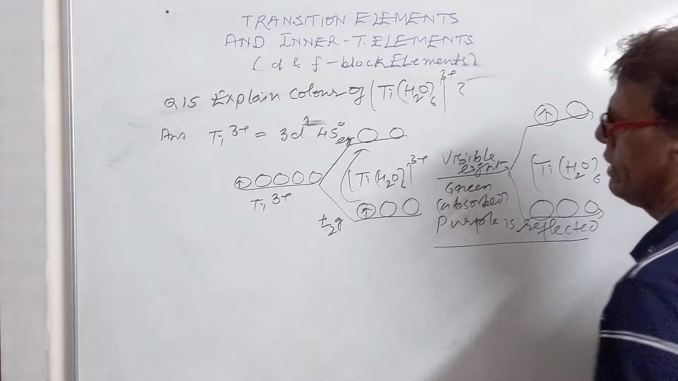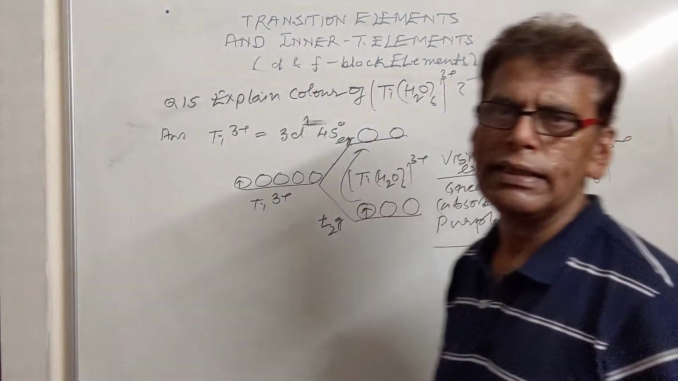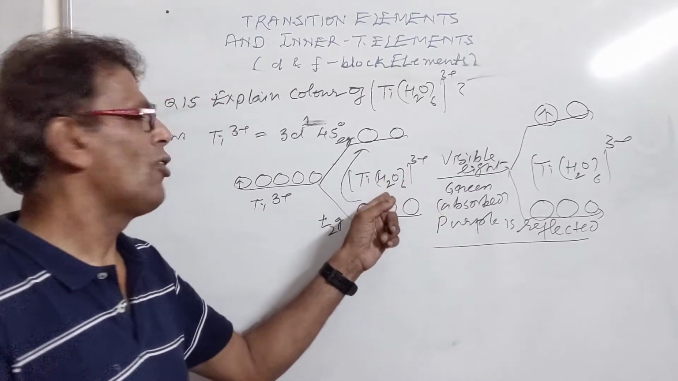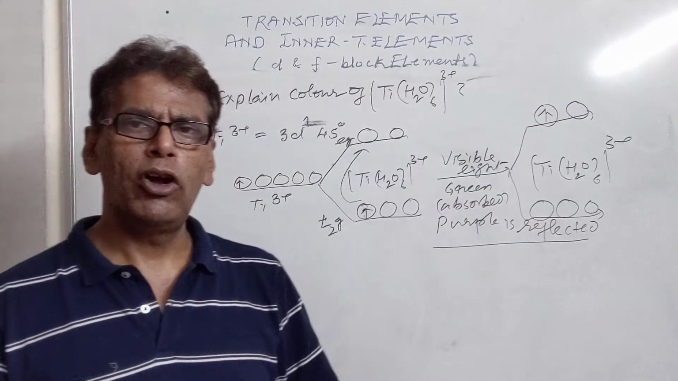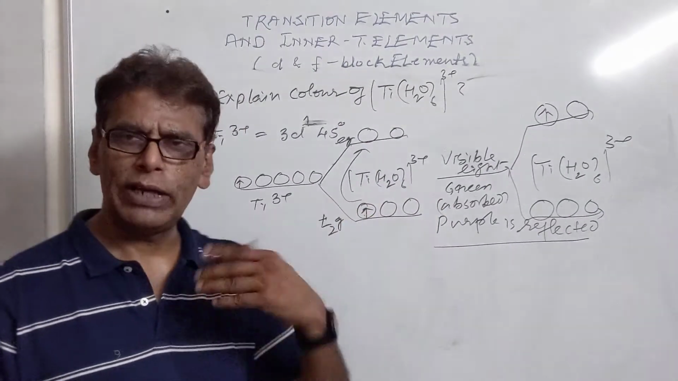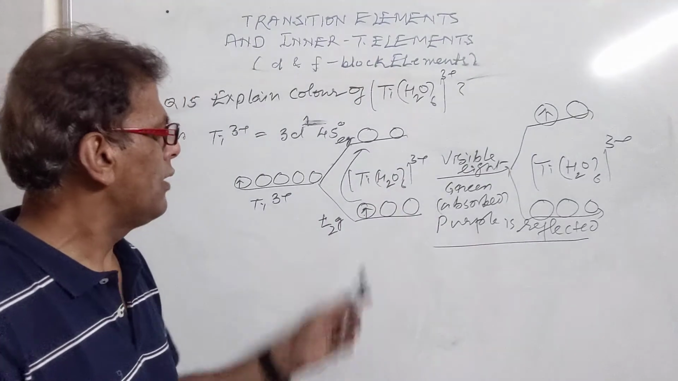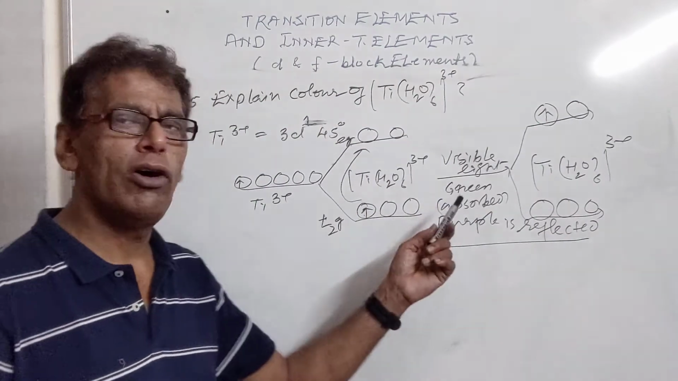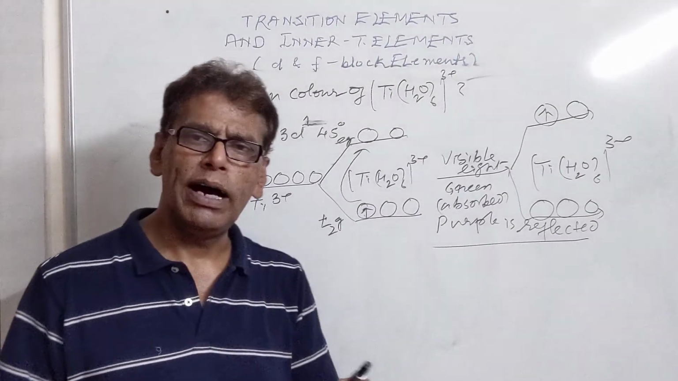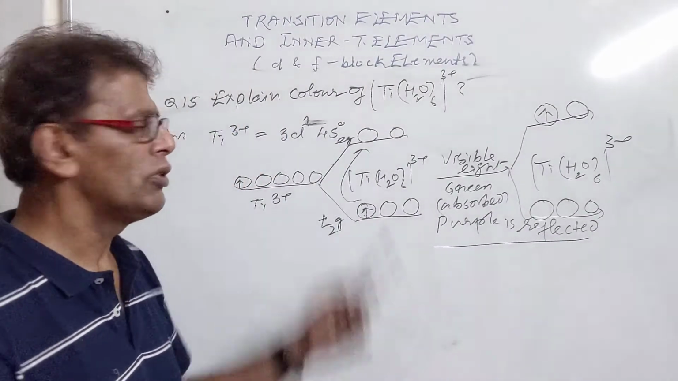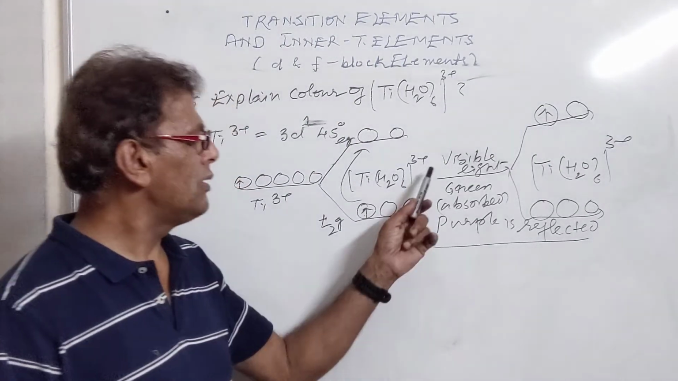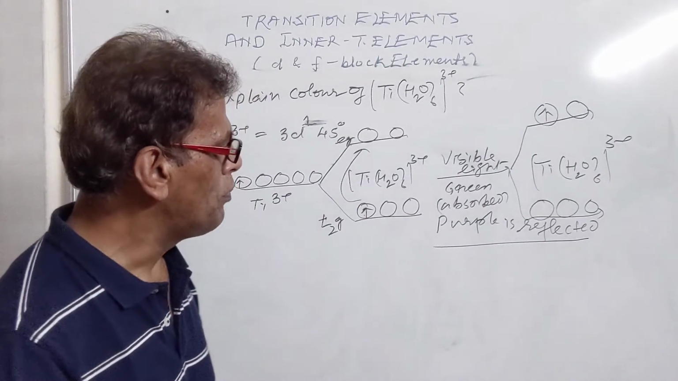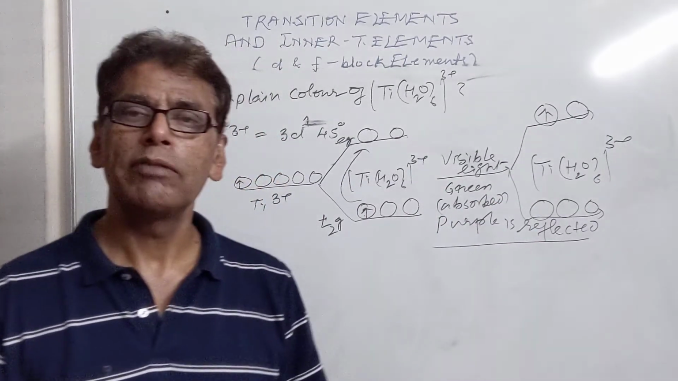So this is the explanation of the color of any complex. It is shown by d-d transition within the d subshell. The ligand field of water is capable of splitting the d subshell of titanium into two parts, and the lower part keeps the electron because that is the more stable state. When light falls, this electron absorbs that energy and moves to the higher level, and the energy absorbed is green. The remaining color reflected is purple. So this complex appears purple.